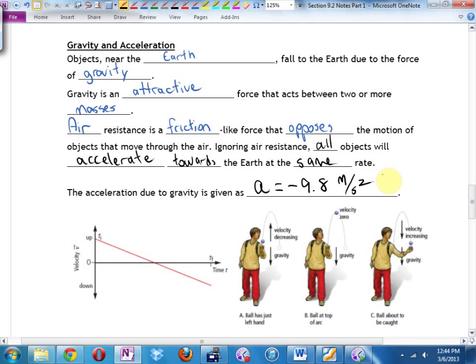Very close to 10, and as a nerd, when I'm on amusement park rides, if I'm trying to figure out the g-forces, I'll use 10 to do the math in my head. In fact, that's what we did a couple of days ago when we looked at the little skydiving video, but really, it's negative 9.8 meters per second squared.